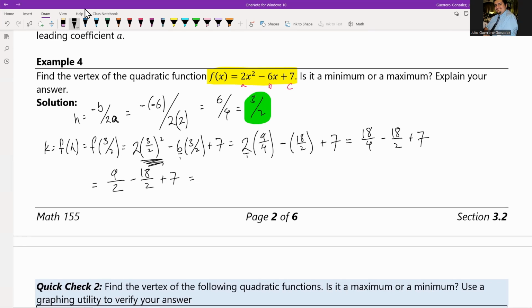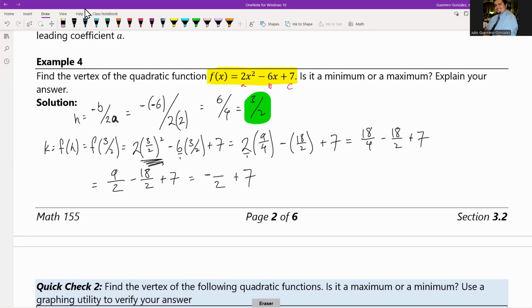Okay. Between these two, the common denominators are there. So I can go ahead and do the subtraction. That's going to be negative 9 over 2. Okay. Plus 7. Uh-oh. Not too big of an uh-oh.